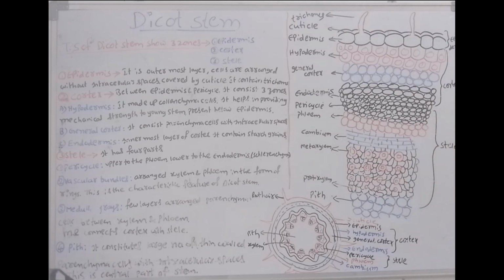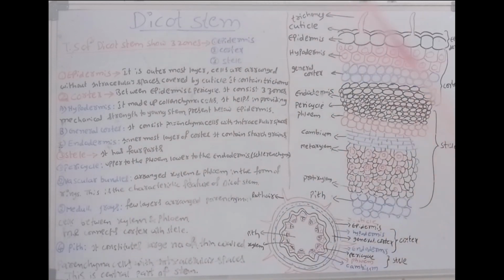Next one, pith. It consists of a large number of thin-walled parenchyma cells. So this is the pith, the last layer. It consists of a large number of thin-walled parenchyma cells with intercellular spaces. This is the central part of the stem. This region is called pith, with intercellular spaces in parenchyma cells.